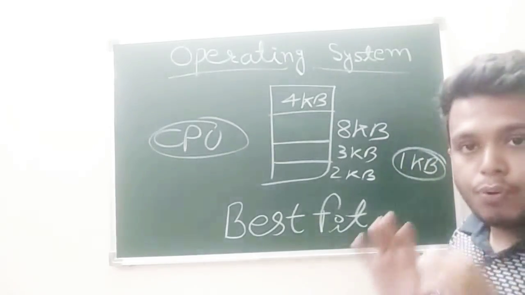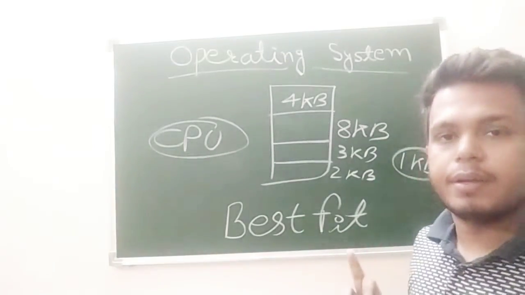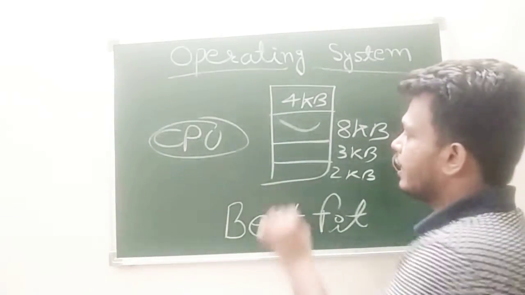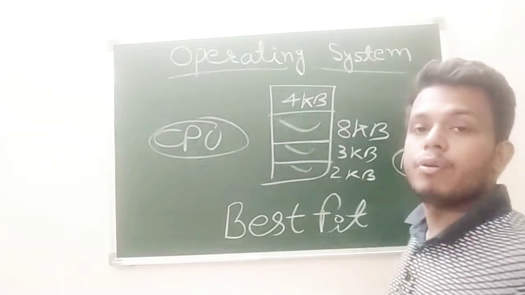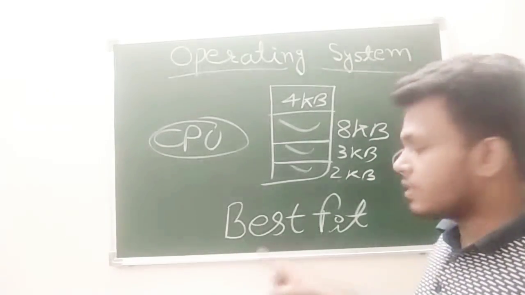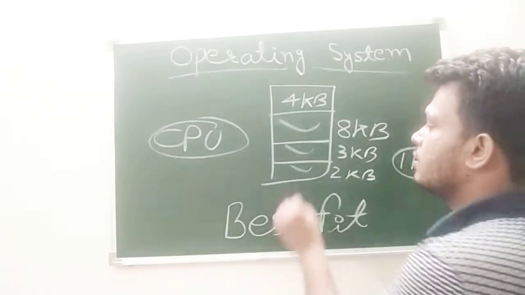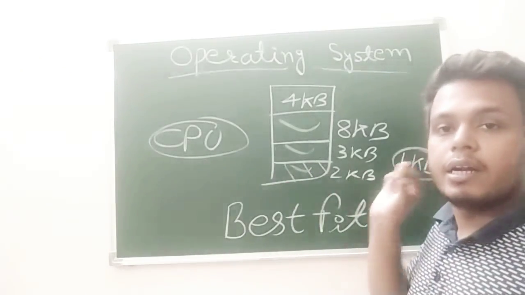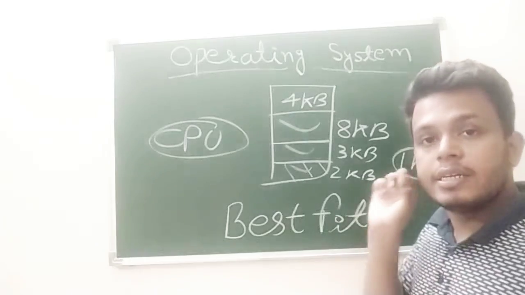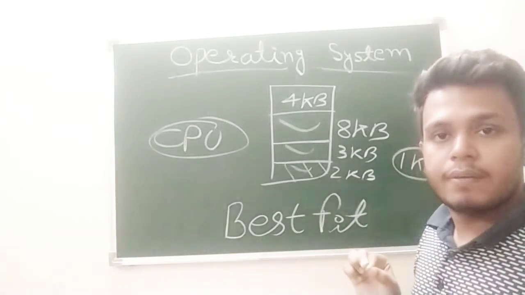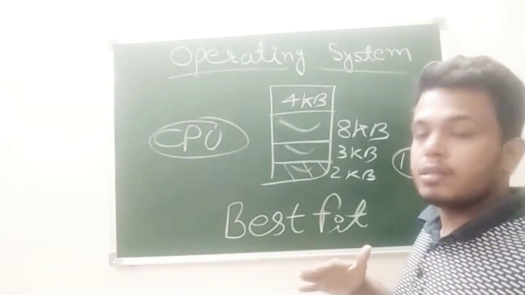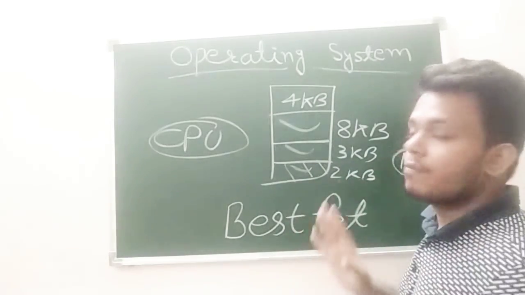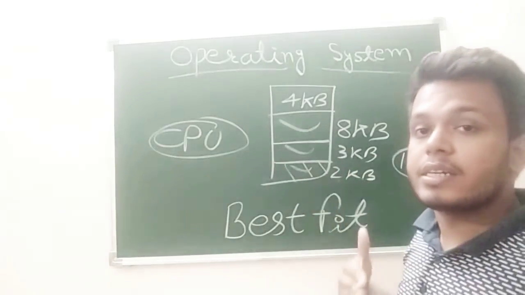Here, a process comes with the size of 1 KB. That 1 KB can be accommodated in this one, and in this one also. But according to best fit, we will use this space because there is the least internal fragmentation. There is the least wastage of space. That is why best fit seems to be very good, but there is an issue with it. First, it will scan the memory. That is why it is slower.